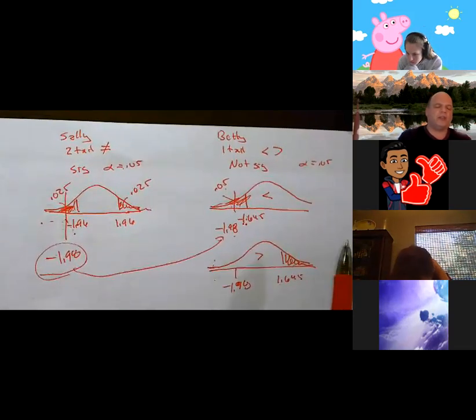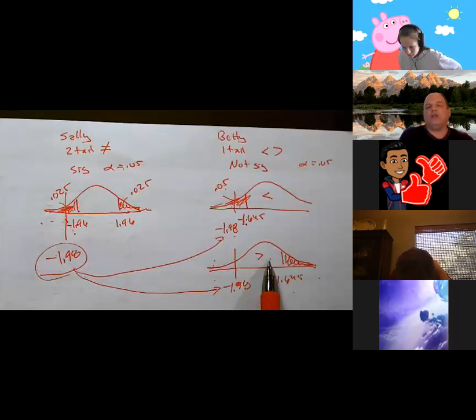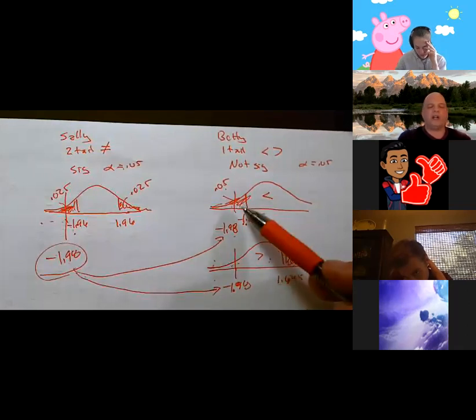What would have happened if I had the same situation and made it an upper tail? If I made it an upper tail, anything above 1.645, Betty would have rejected. Well, what was this test statistic? Negative 1.98. So had Betty used an upper tail, she would have had to have a 1.645 score, when in fact it was a negative 1.98. So she would not have rejected because this is not in the rejection zone. It's not in this shaded area.